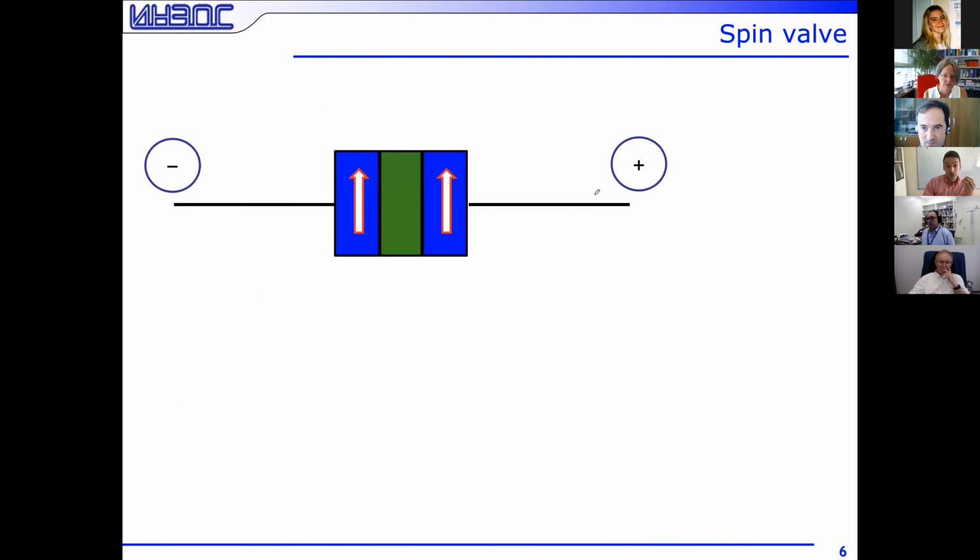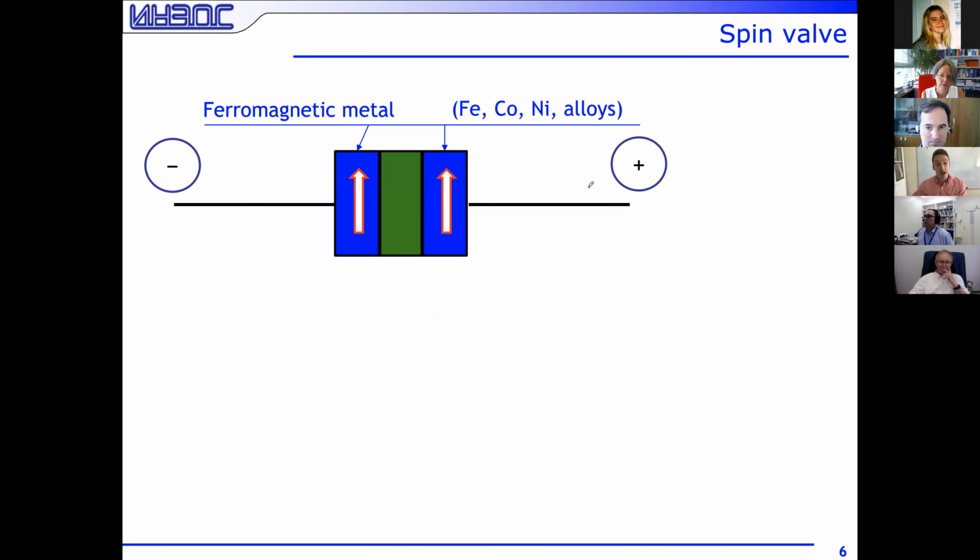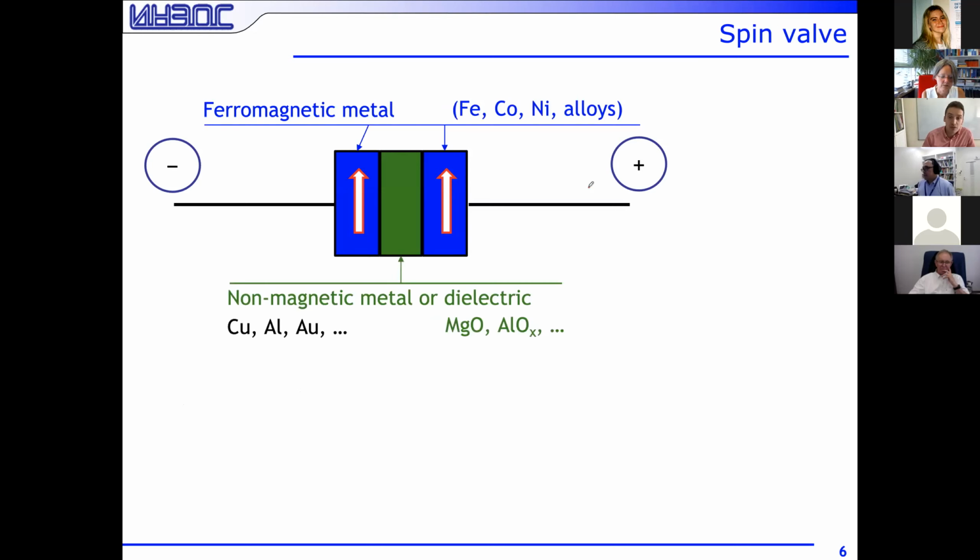And the first device, which is probably too schematically shown here on the slide, is called a spin valve. Again, it was shown several times over this conference. In the simplest case, it's just several films. Usually the two outer layers are made of ferromagnetic metal, like iron or cobalt, and in between we have either a layer of non-magnetic metal, or it could be a dielectric. In the first case, we talk about a spin valve. In the second case, we call it a magnetic tunnel junction.